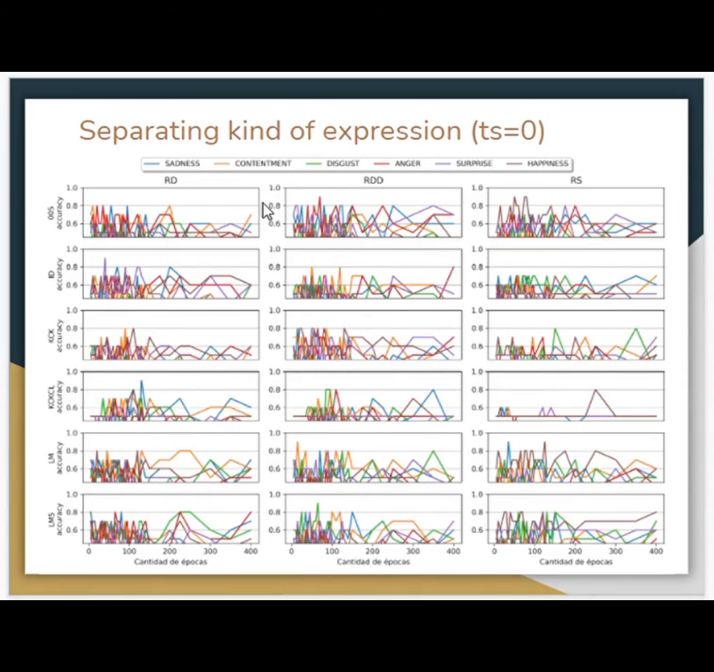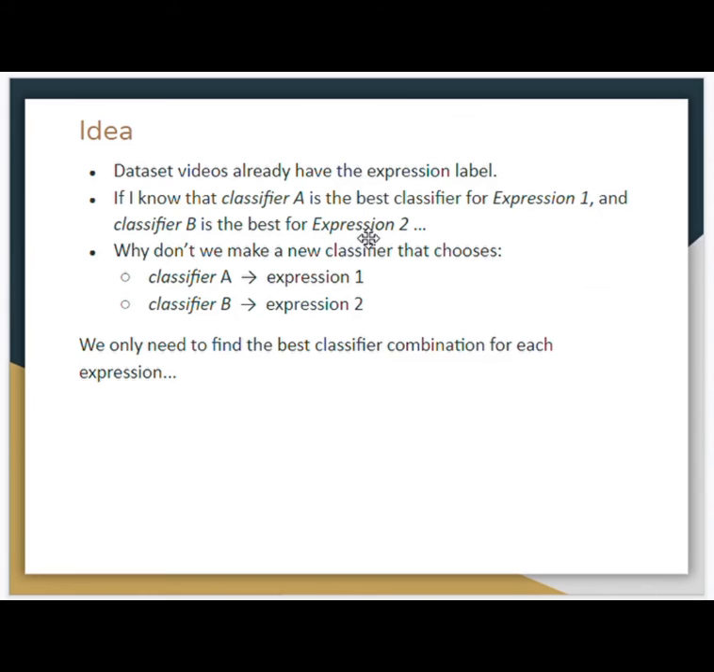When we separate by kind of expression, we see better results. Here we can see that some achieve 90% of accuracy. So we came up with this idea. We can choose the best combination for each expression. Then we should get an accuracy of 90% more or less.